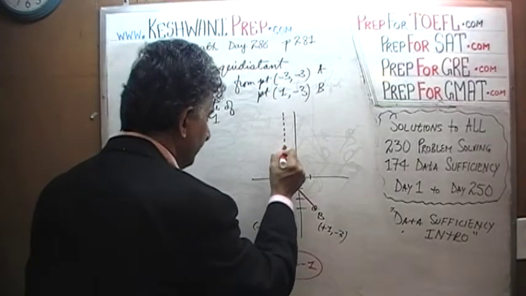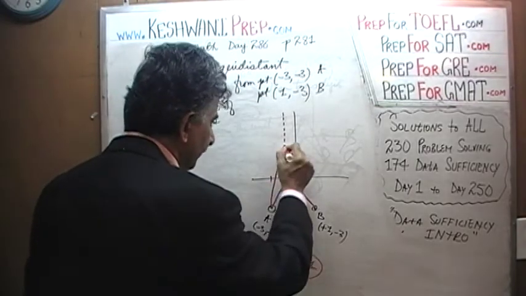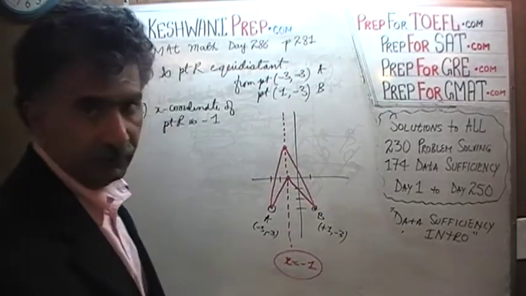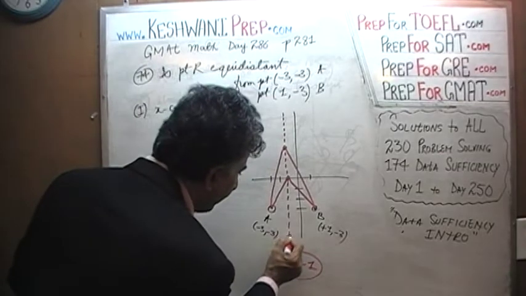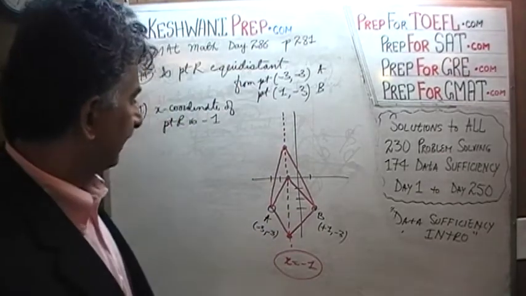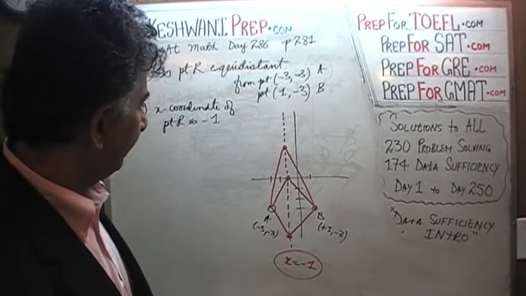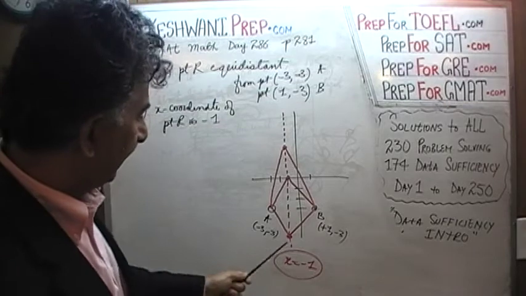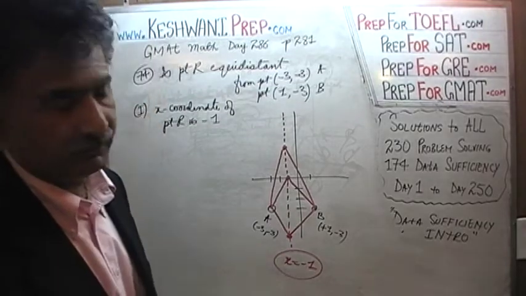If the point happens to be here, it's going to be equidistant from A and B. From R to A, it's going to be the same as R to B. It really doesn't matter where it is. The point could be anywhere. You get the idea. Even though my picture is not drawn very nicely, this distance is the same as that distance.